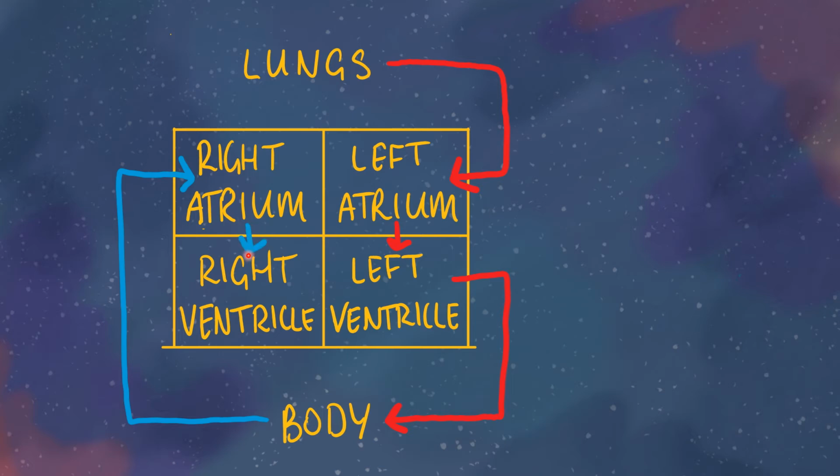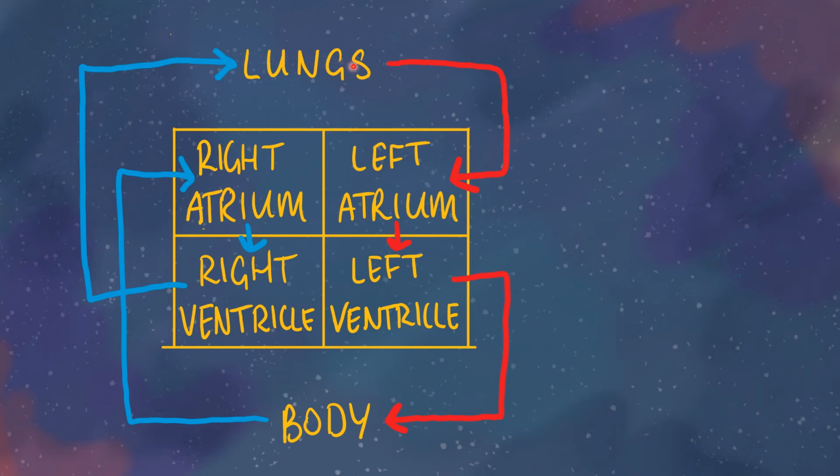Okay, and then an arrow down to the right ventricle, please. And then from the right ventricle all the way up to the lungs. And this shows our blood flow.